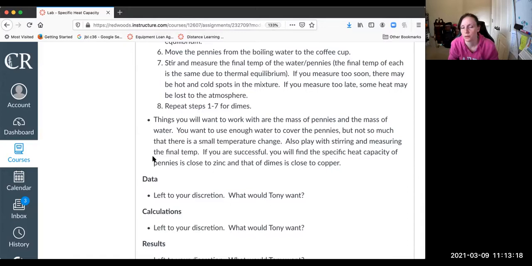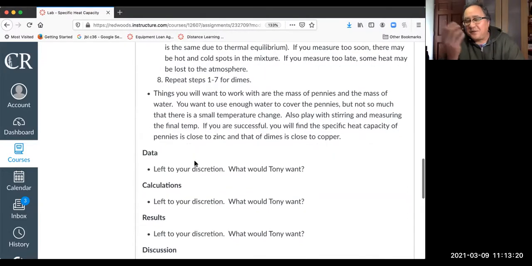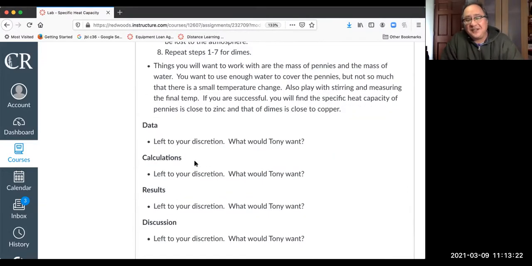So what would Tony want? So data, what would Tony want? Left to your discretion. But when I say left to your discretion, it's going to be graded on what would Tony want? You with me?